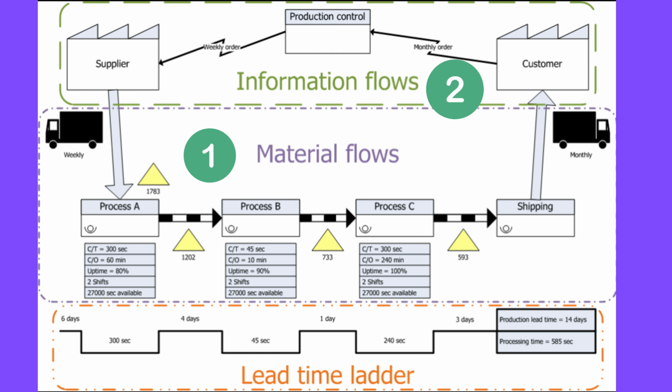Both of these flows are equally important because without proper information flow, materials cannot move efficiently and the entire system can get disrupted. That's why in value stream mapping we always map both material and information flow together to get the complete picture.